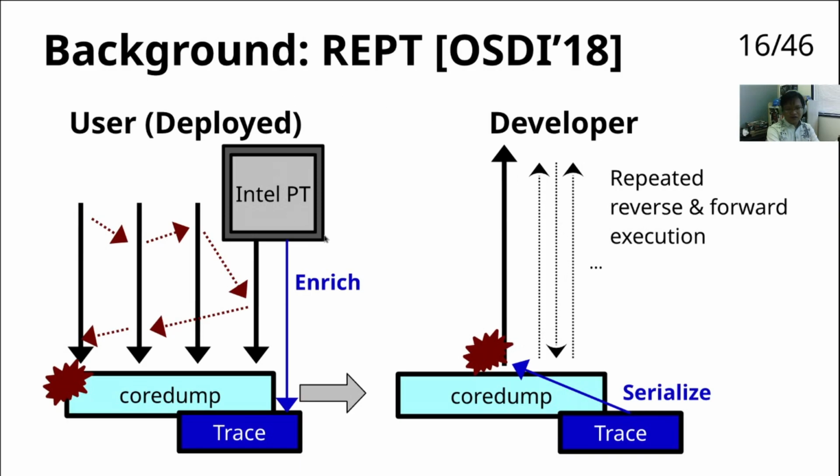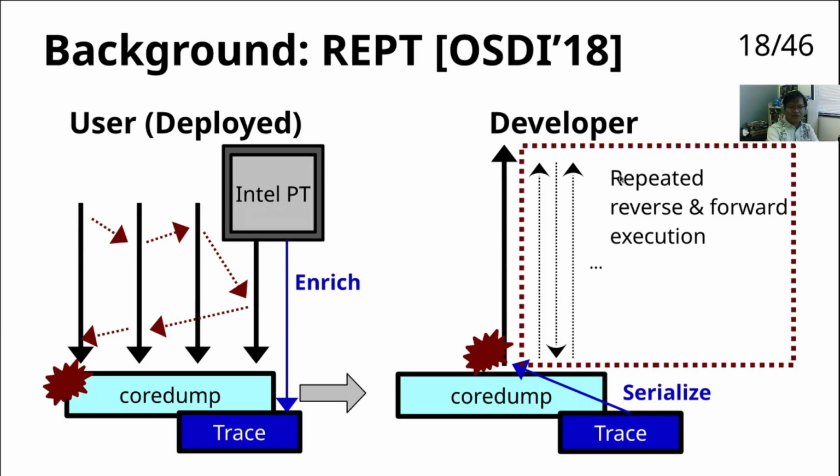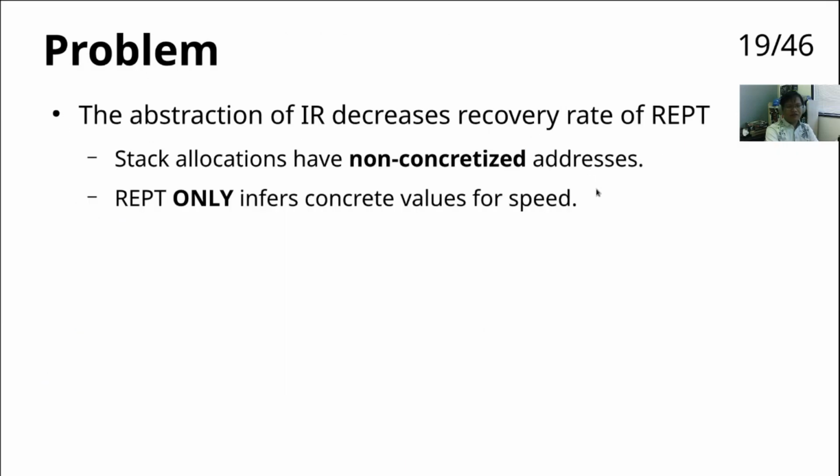Today, we present STRAB, which focuses on the reverse and forward execution. So the problem here is that while trying to achieve architecture independence, the first step we took was that we wanted to do the reverse and forward execution at more abstract levels, precisely LLVM IR.